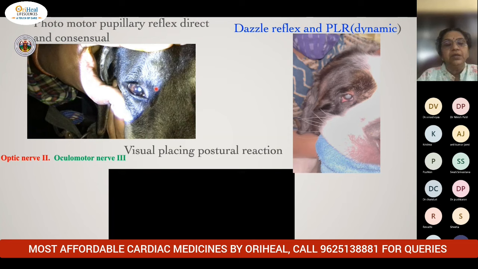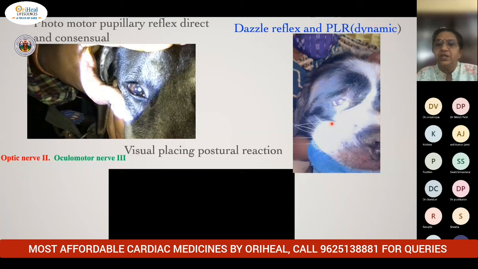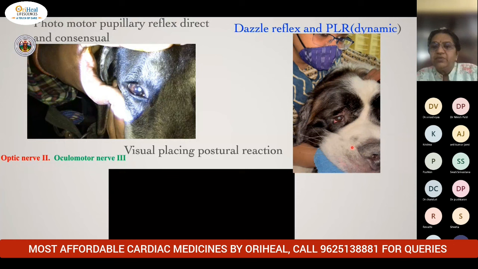Then you can also see one more dazzle reflex. So this is a case of cataract. You can see opacity is there, but still when you shine light into the eye, the animal tries to blink. Then there is also another test to certify whether the animal is able to see or not.